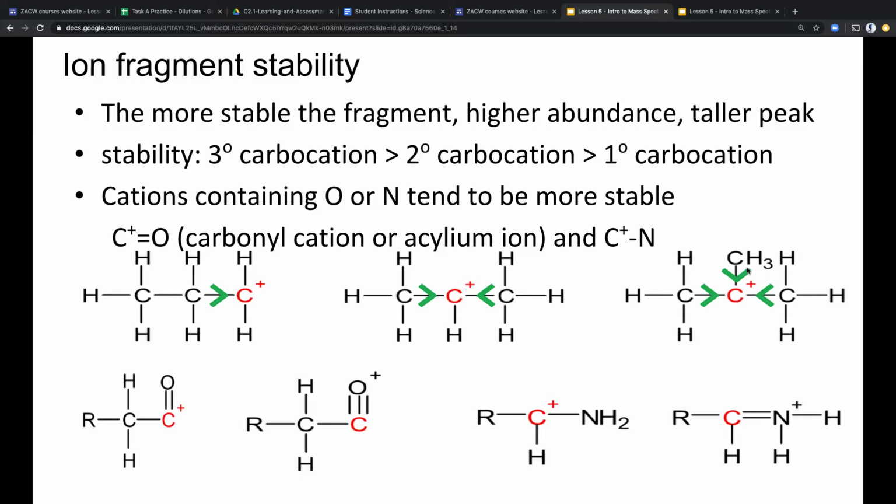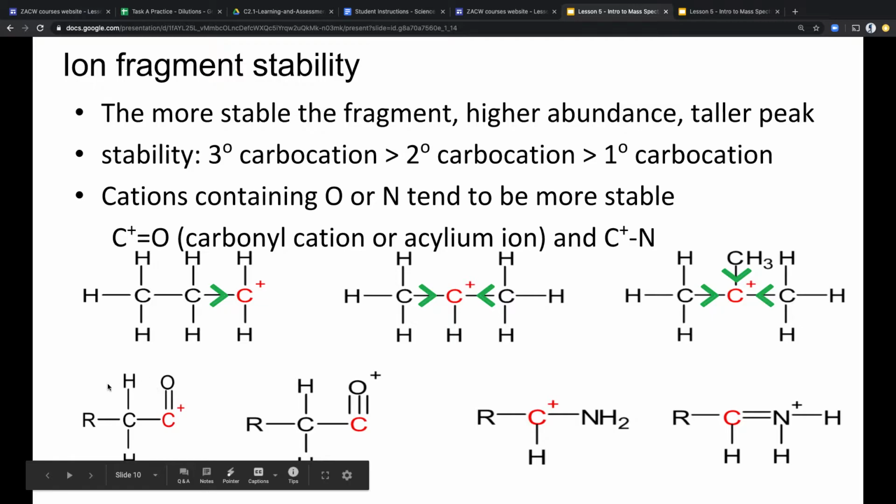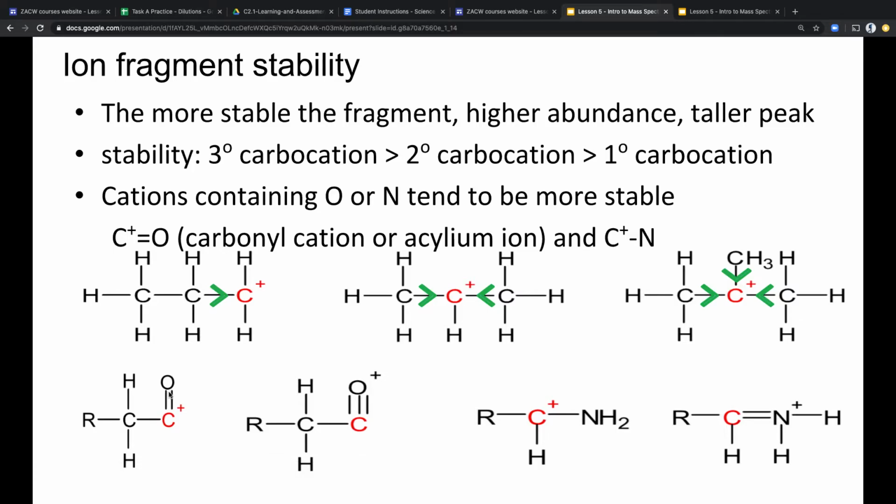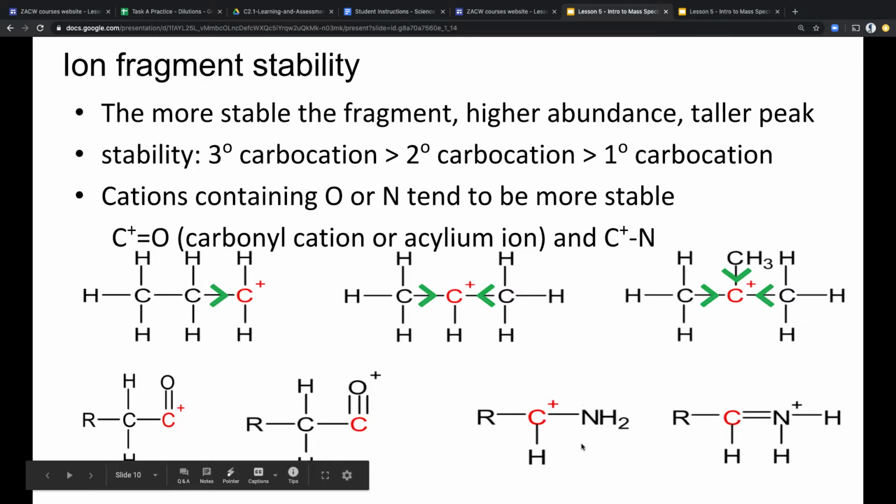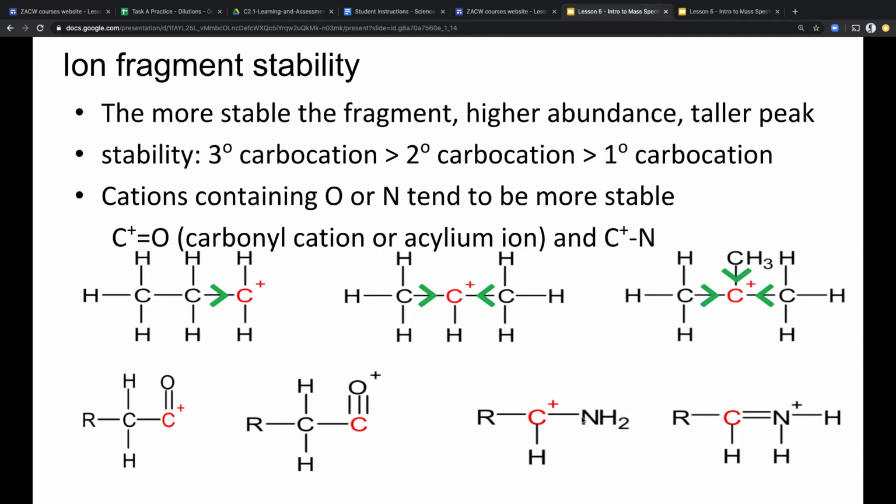Not only that stabilizes things, but also really electronegative atoms that can contribute electrons. So if we're looking at the bottom here, we have a carbocation bonded to an oxygen. That's a good source of electrons that can help stabilize the positive charge. Same with something like this amine over here. Remember, the nitrogen has a lone pair, and it can help share some electrons to help stabilize that charge. So nitrogens and oxygens can help stabilize the cations on the carbons.